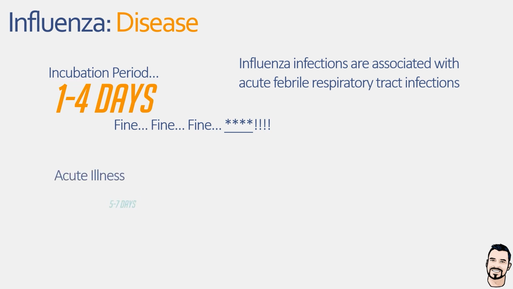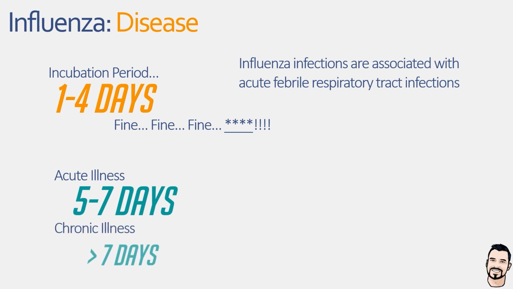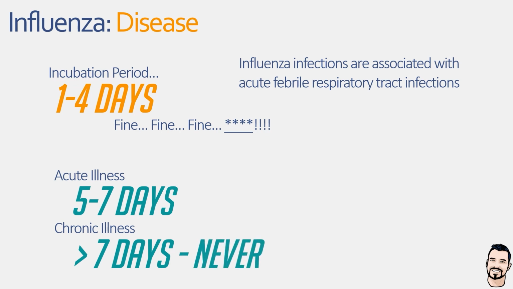Now, for the most part, an acute illness normally resolves itself within a week without medical intervention. However, some members of the community are at a heightened risk of chronic infection. This is where they fail to recover and require some form of medical intervention, and in the most severe cases, they may never actually recover, and around 500,000 people die annually from influenza infections.